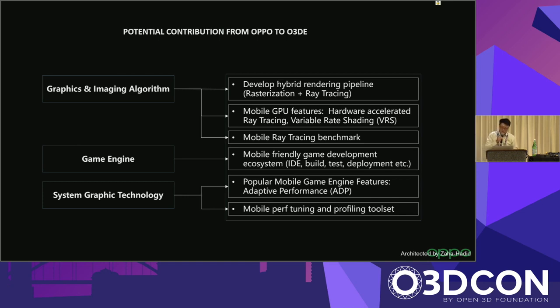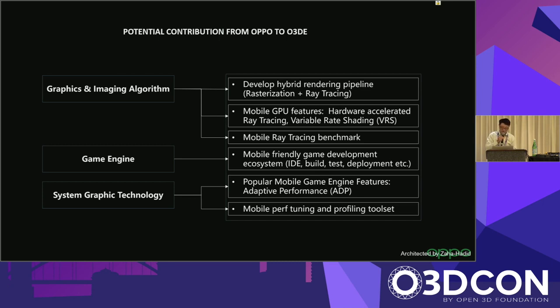The other reason: mobile GPUs have a lot of features these days, including VRS and ray tracing hardware acceleration. You have to specifically adapt to the mobile GPU API in order to use them. And on mobile ray tracing, since it's the very beginning, we don't have a lot of tool chain. We don't have a good enough benchmark. That's what we can build together.